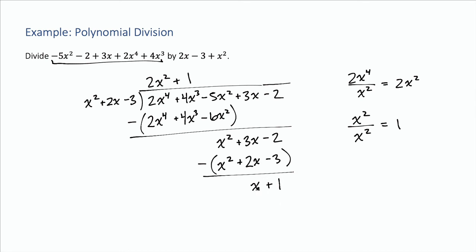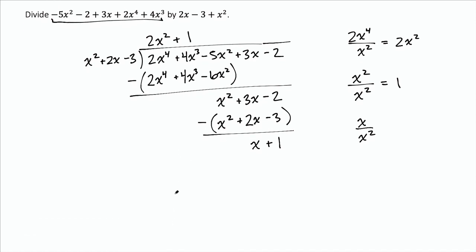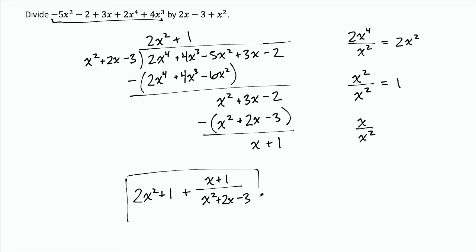Now we have here x, and if we were trying to take this x and divide it by x squared, we end up dividing by x here. We have a smaller degree on top than we do on bottom, which tells us that we're done. And so to write our result, we have our quotient, the 2x squared plus 1, that's this thing up here that we had, plus the remainder, x plus 1 from down here, divided by the original divisor, x squared plus 2x minus 3. So this is the result when we divide that polynomial by that polynomial.